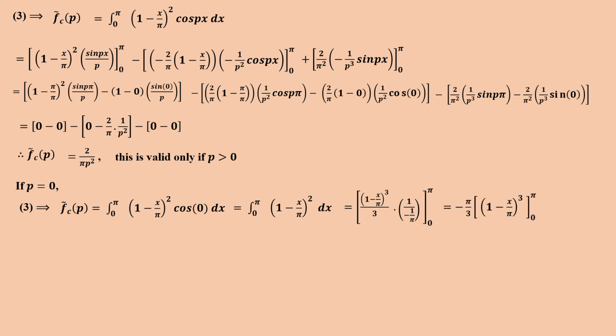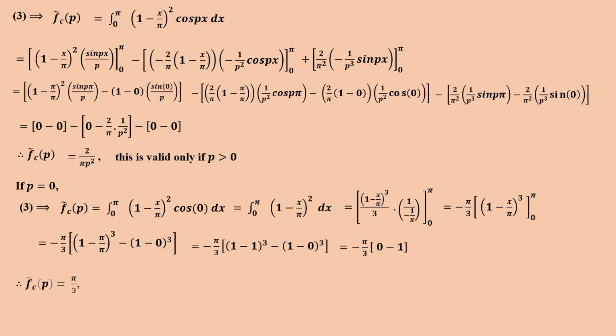That is equal to -π/3 (1 - x/π)³, lower limit 0, upper limit π. Now applying the upper and lower limits: -π/3 [(1 - π/π)³ - (1 - 0)³], so -π/3 [(1 - 1)³ - (1 - 0)³]. So -π/3 (0 - 1). So you will get π/3.